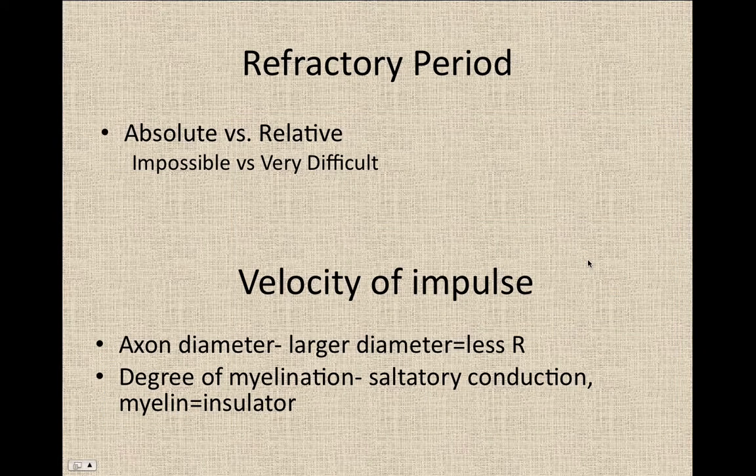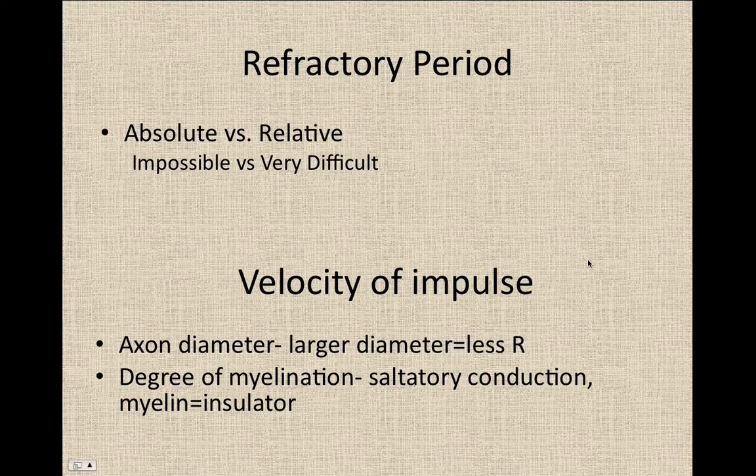Okay. And we touched on this a couple slides ago with absolute versus relative refractory. Refractory means that you're not able to create another action potential. So you have a period of rest where you build up the stores of those ions to create that resting membrane potential. You have to have potential in order to create this energy.